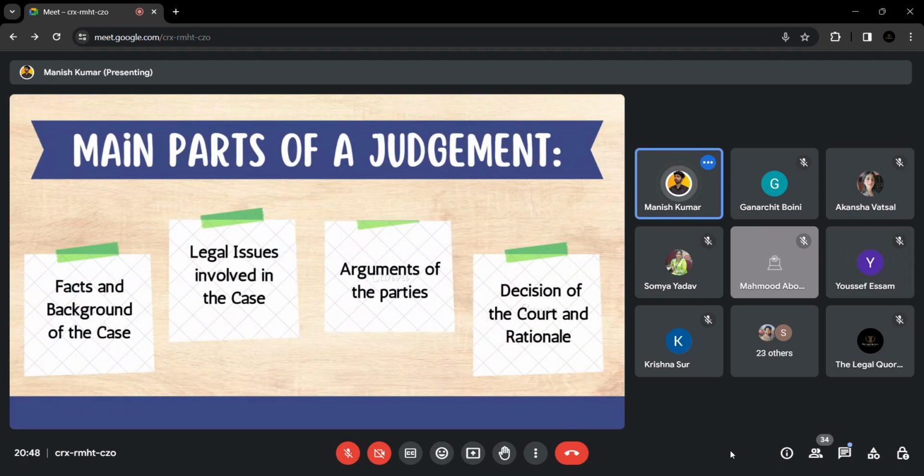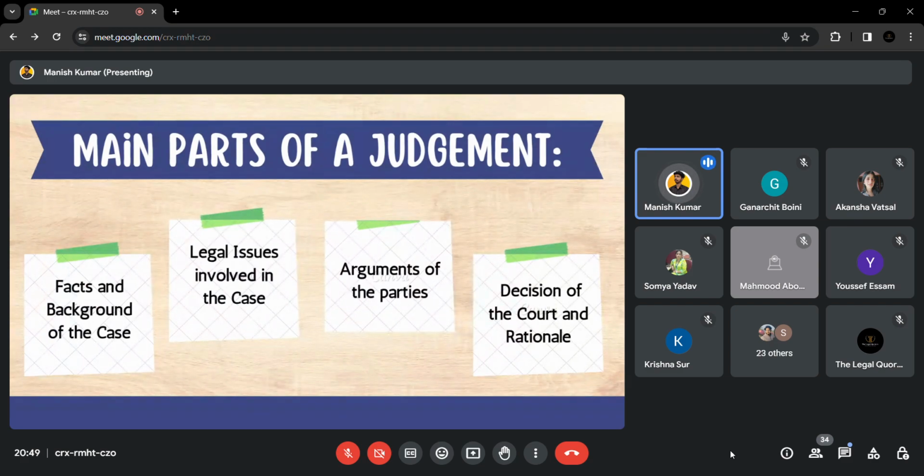So we were talking about the legal issues. So legal issues are nothing but a point of questions on which the two parties disagree and which are finally decided by the court. Thirdly, the third main part of any case or any judgment is the argument part. In any case, both parties are supposed to put forth their arguments and evidences in support of their claim. So that is the argument.